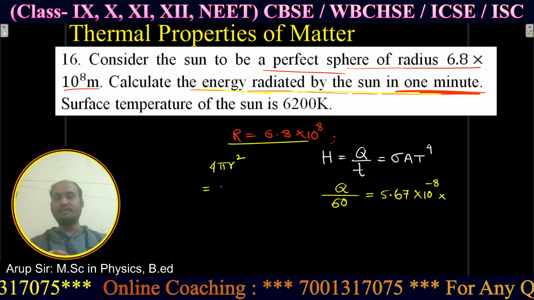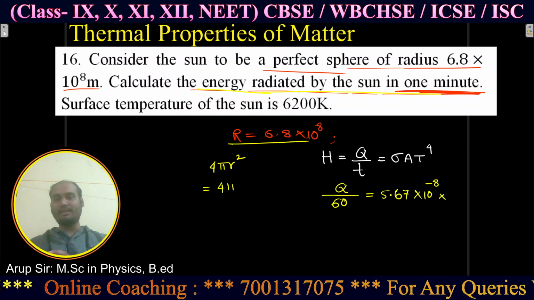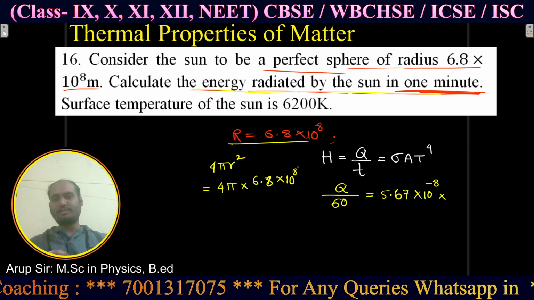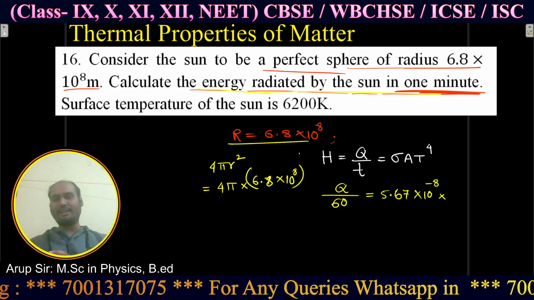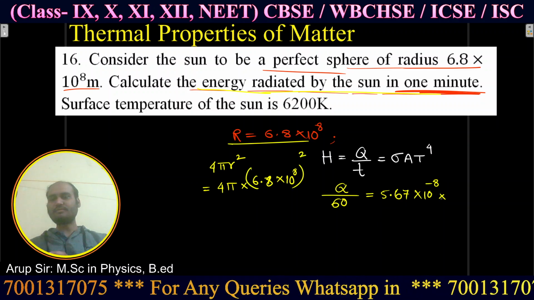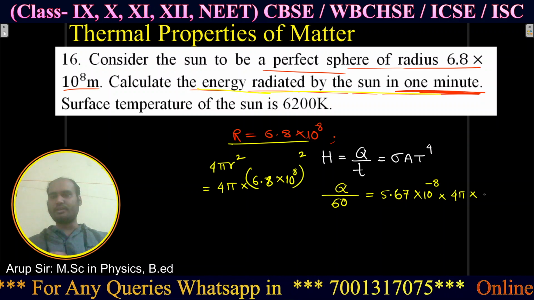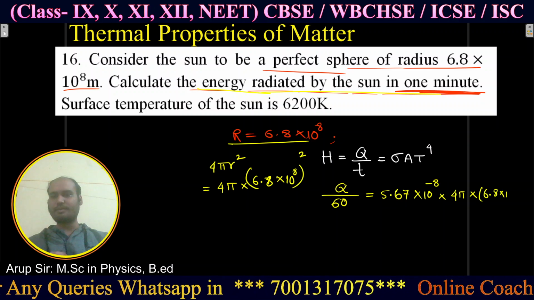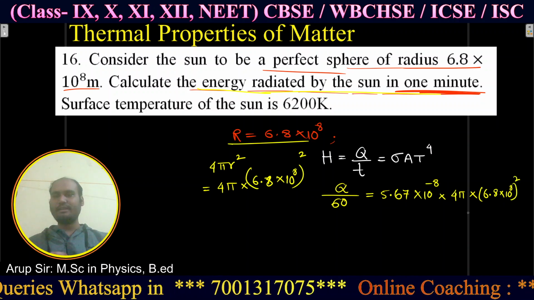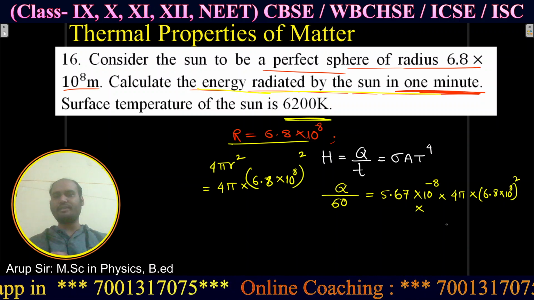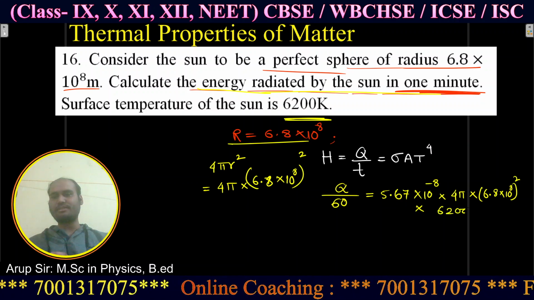Very difficult calculation I am getting. 6.8 into 10 to the power 8 whole square, this is the value of A. Okay, so just put this value here: 4 pi into 6.8 into 10 to the power 8 whole square, and into T to the power 4. So what is the temperature in Kelvin? It is 6200 whole to the power 4.